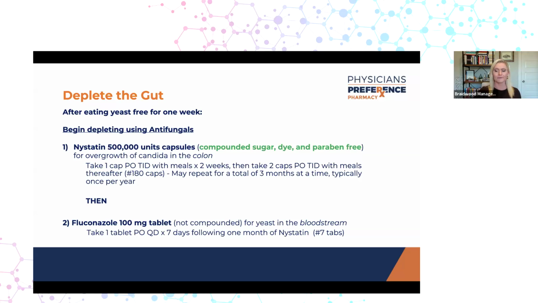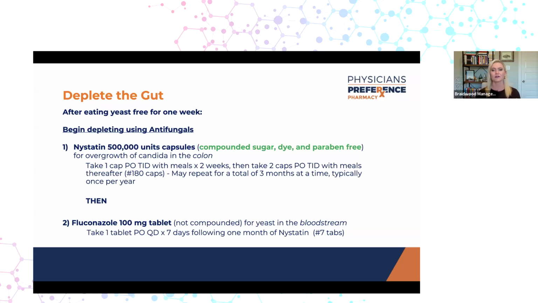So nystatin we compound at a 500,000 unit capsule. Now, ours is compounded sugar, dye, and paraben-free. Commercially available nystatin has sugar in it. So please, if you're trying to kill off the sugar in the gut and the yeast, please do not give your patients nystatin with sugar in it. It's counterintuitive. Directions we recommend are to take 1 capsule 3 times daily with meals for 2 weeks, and then take 2 capsules with meals 3 times a day for the rest of the bottle. So you would fill this or write this for 180 capsules, and then they can keep repeating this.